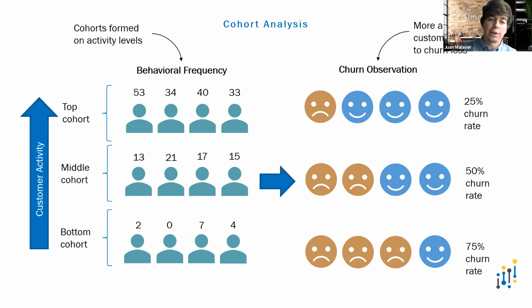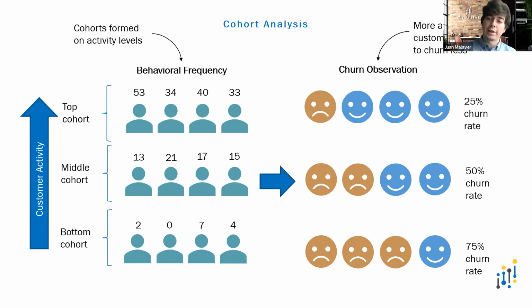If we look here on the left at behavioral frequency, we can think of this as frequency of events. For simplicity, let's think about transactions. We're looking at the past month and at how many transactions occurred in the past month for every single customer. Customers who transacted 53 times, 34 times, are very engaged customers, and they generally have a different profile than customers who have only transacted 2 times or 7 times.